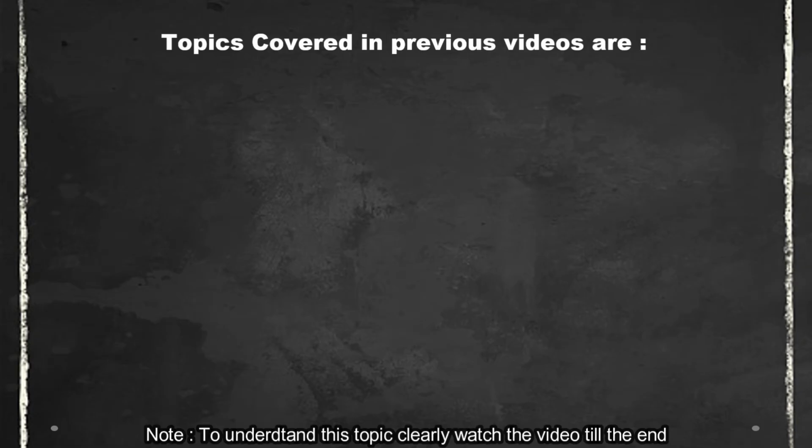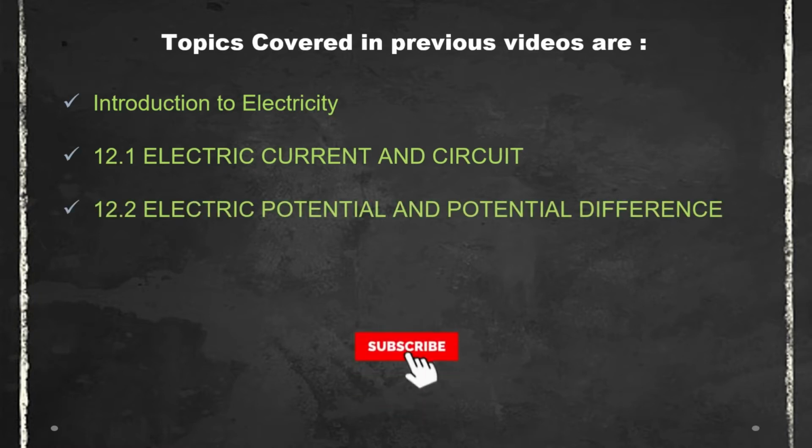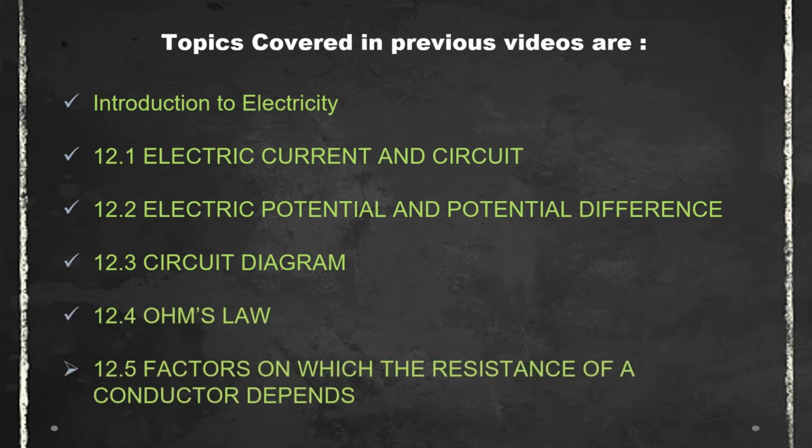Topics which I had already covered in my previous video lectures of this chapter are: Introduction to Electricity, Section 12.1 Electric Current and Circuit, Section 12.2 Electric Potential and Potential Difference, Section 12.3 Circuit Diagram, and Section 12.4 Ohm's Law. In this video lecture we will discuss the factors on which the resistance of a conductor depends. If you want to watch these previous video lectures, then click the I button.